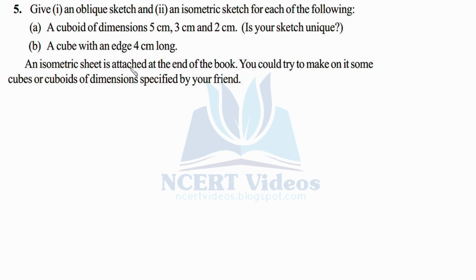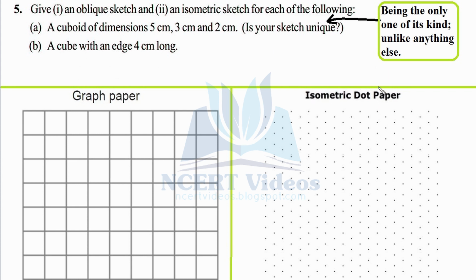An isometric sheet is attached at the end of the book. We have already told you, you could try to make on it some cubes or cuboids of dimensions specified by your friend. So do it yourself. So the question is asking us to create both oblique and isometric sketch. Therefore, we have drawn both graph paper and isometric dot paper. First of all, we have to create a cuboid with dimension 5 cm, 3 cm and 2 cm.